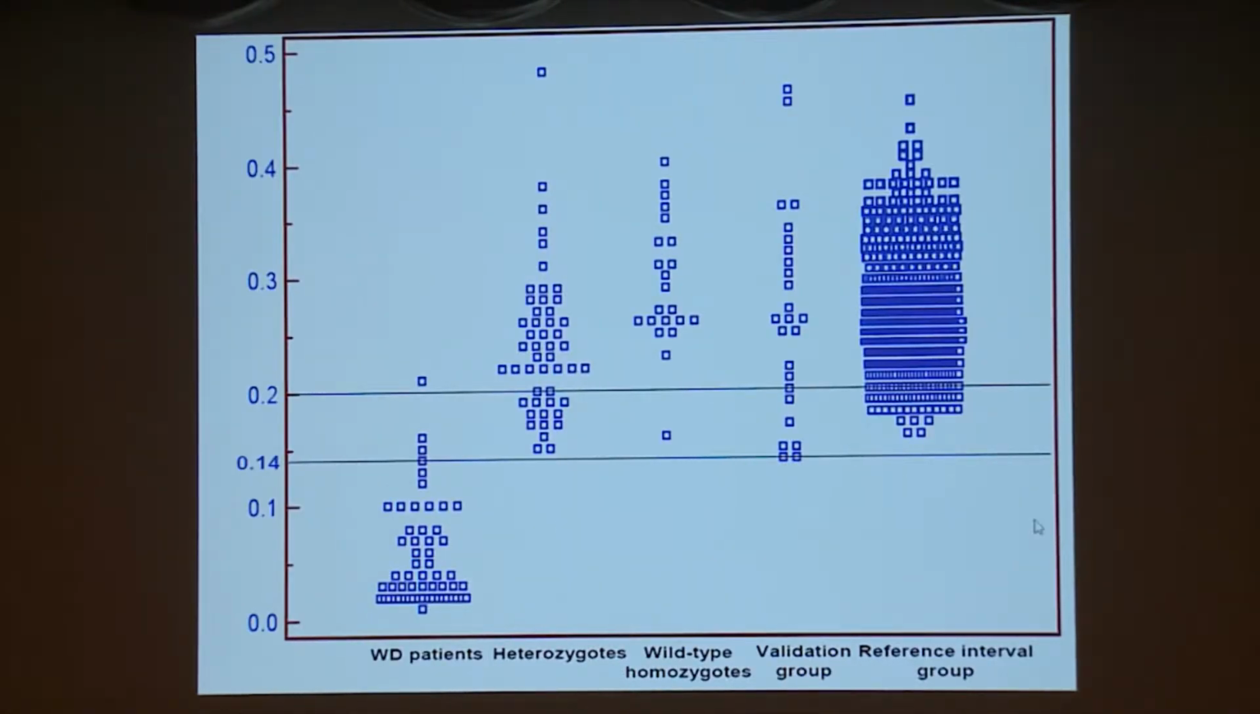We can see the reference interval group is all about this 0.14, but there are lots of them that fall below the 0.2 level. And for Wilson disease patients, most of them fall below the 0.14, and heterozygous is above that. Homozygous wild type is also above that. And in the validation group, there are 2 that fall in this 0.14. And you can appreciate that this level performs better than the conventional value of 0.2.